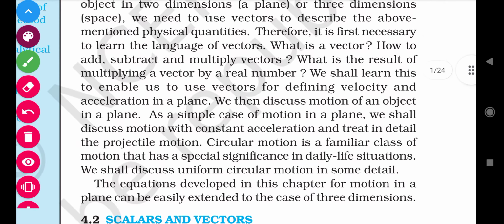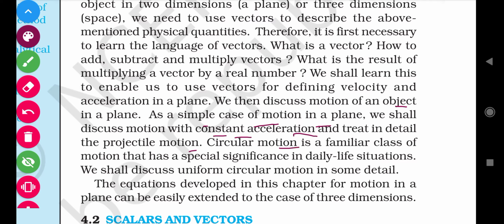We then discuss motion of an object in a plane. As a simple case of motion in a plane, we shall discuss motion with constant acceleration and treat in detail the projectile motion. For example, we'll take a case in projectile motion. First of all, we understand what a projectile is. Then we'll see it is a case where acceleration is constant, that is, the acceleration due to gravity is constant. We'll see this case to describe a motion in a plane.